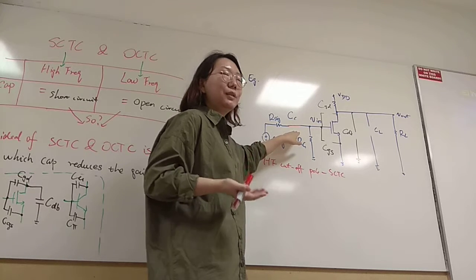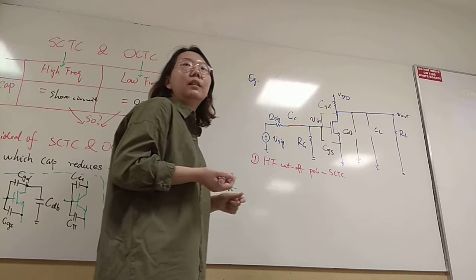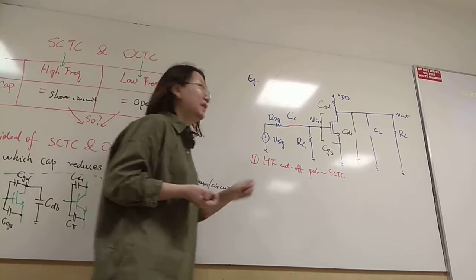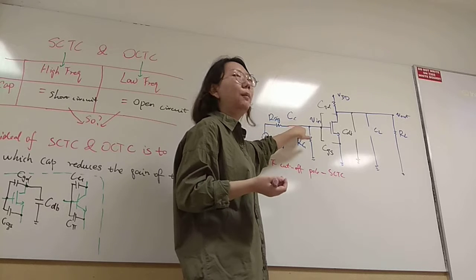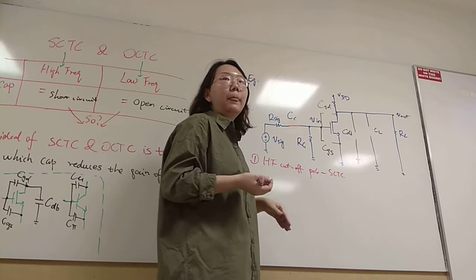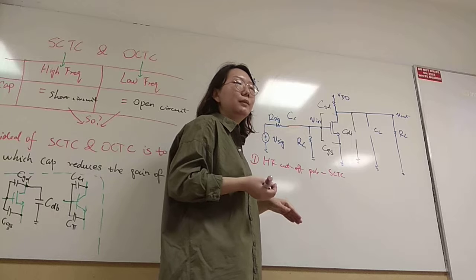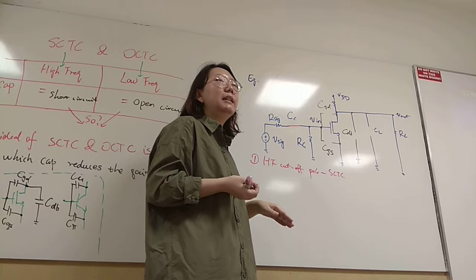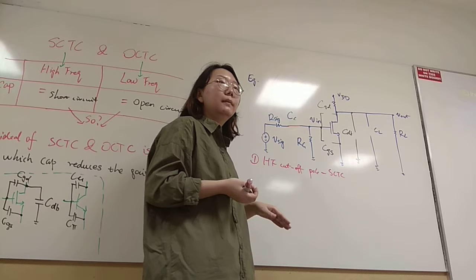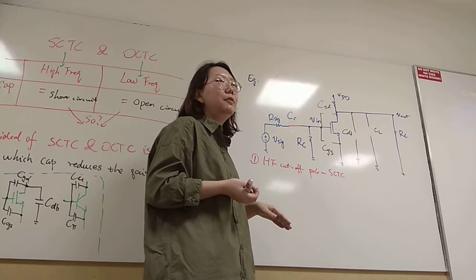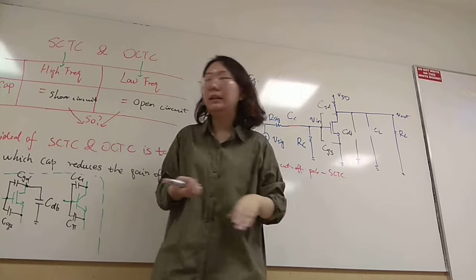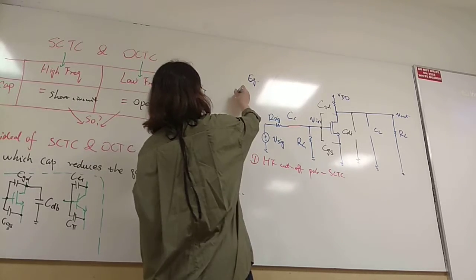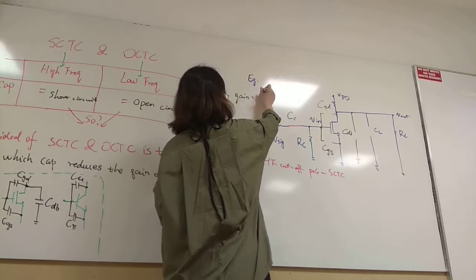Whether my gain reduces? How to see its effect on my gain? What's the gain equation? What's the gain? V out over V in. Okay, gain equals V out over V in.